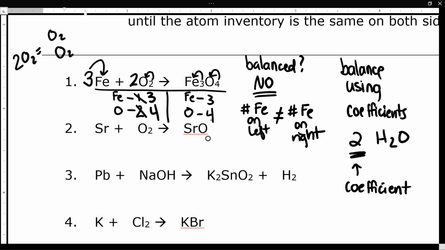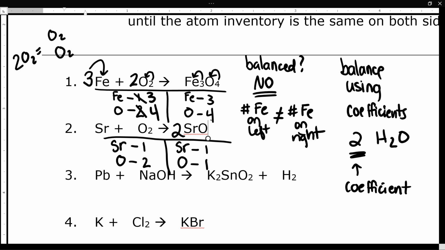Let's look at another example down here. In this equation, on the left I have Sr, which is strontium, and I have O, which is oxygen. And I've got the same thing on the right. I have Sr and I have O. On the left I have 1 atom of Sr and 2 atoms of oxygen. On the right I have 1 atom of Sr and 1 atom of oxygen. So it looks like I need more oxygens over here. I'm going to put a 2 in front of the SrO. When we're balancing, we can only change the coefficients. Right now this equation is not balanced.